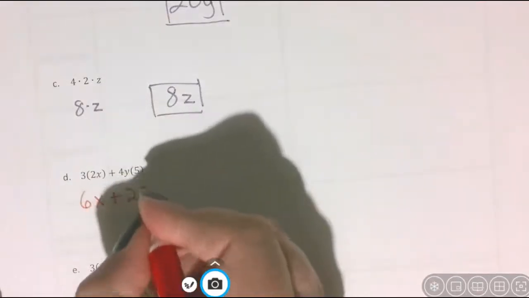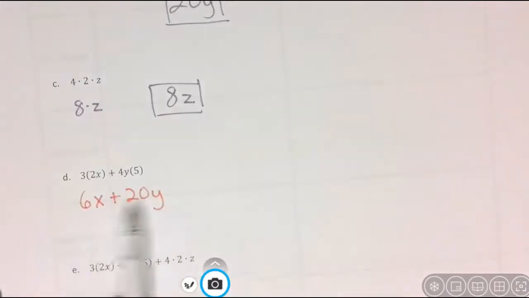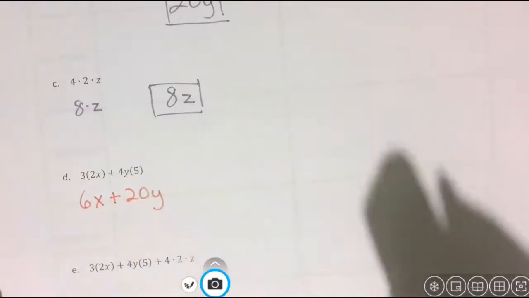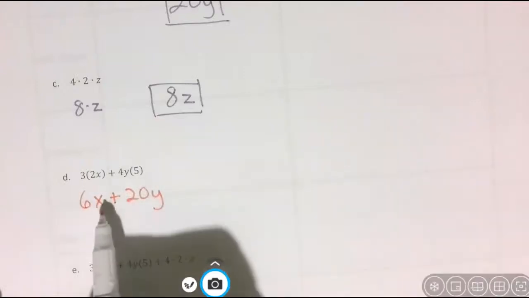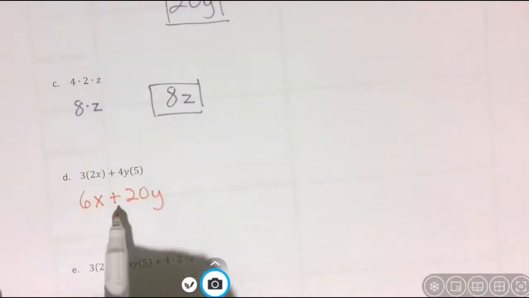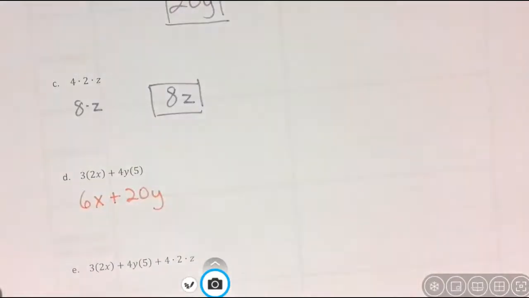Next section. 3 groups of 2x, which we've done a couple times now. We know that's 6x. 5 groups of 4y. Now, at this point, some people might try to put those together. You cannot put these together because they have different variables. Sometimes, to help me understand if I could put it together or not, I'll say, okay, so x is an x-ray. 6 x-rays plus 20 yo-yos. Can I put that together and say that's 26 somethings? No. It's 6 x's and 20 y's.